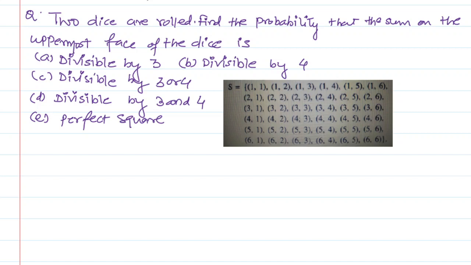2 dice are rolled. Find the probability that the sum of the numbers appearing on the uppermost face of the dice is... I'll just correct the question.